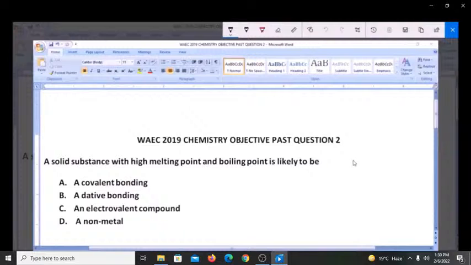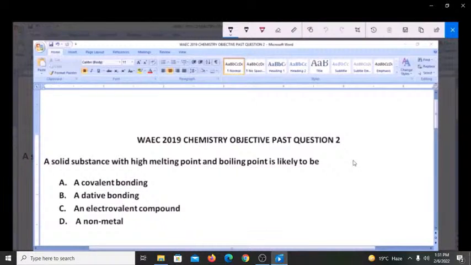I'm going to be answering WAEC 2019 chemistry objective past questions, and this is question number 2. The question is: a solid substance with high melting point and boiling point is likely to be A. a covalent bonding, B. dative bonding, C. an electrovalent compound, or D. a non-metal.